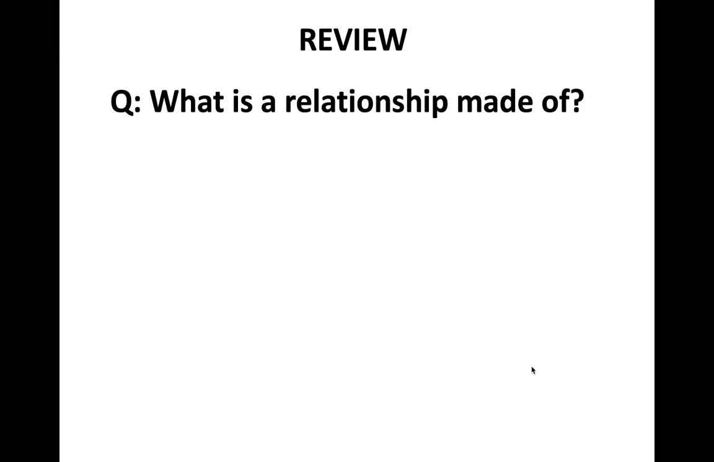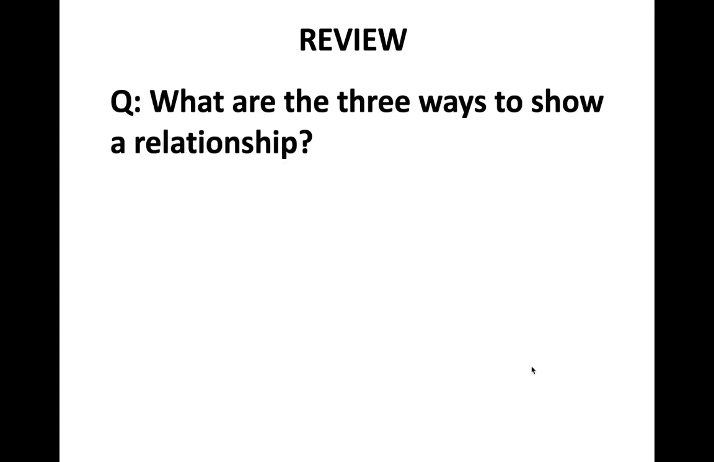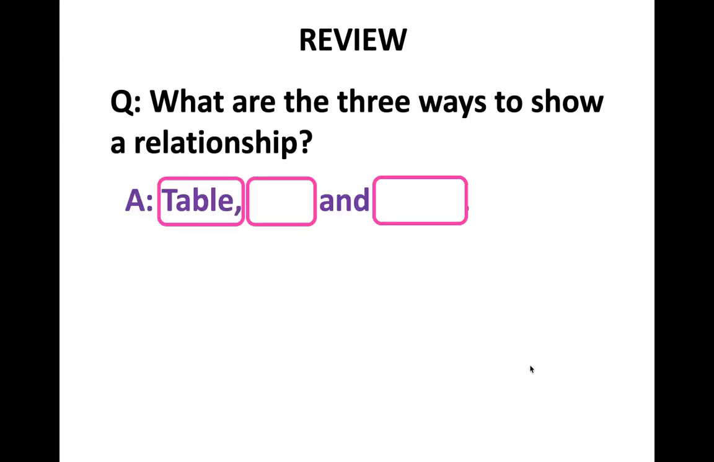Relationships. These are these magic sentences. What is a relationship made of? Pairs of numbers. What are the three ways to show a relationship? A table, a rule, and a graph.